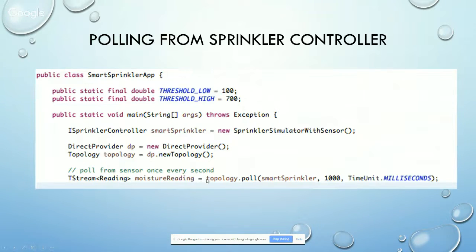Then I asked the topology to pull data from the smart sprinkler every second. Whenever the data is pulled, the get method of the sprinkler class gets called, and it returns a reading object from the smart sprinkler. That will create a T-stream of reading, which is the current reading of the moisture level.